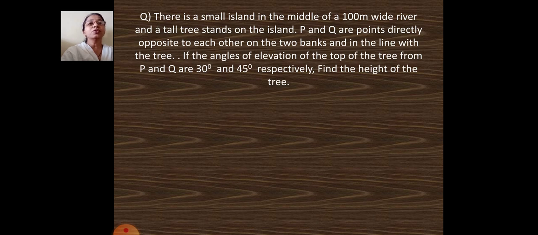Next question. This is a 3 mark question, children. There is a small island in the middle of a 100-meter wide river, and a tall tree stands on the island. P and Q are points directly opposite to each other on the two banks and in line with the tree. If the angles of elevation of the top of the tree from P and Q are 30 degree and 45 degree respectively, find the height of the tree. Okay, read the question very carefully.